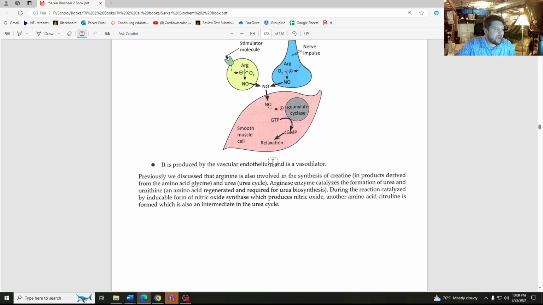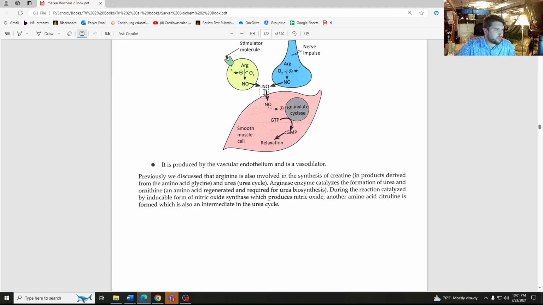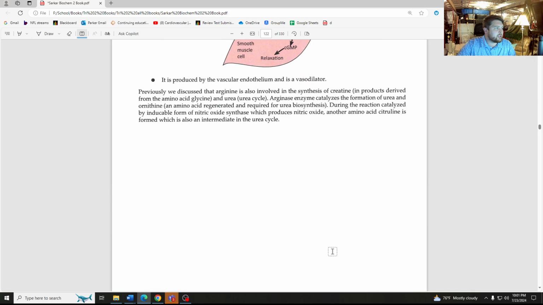This is just kind of tying it all together, talking about arginine. Within the formation of nitric oxide, arginase is the same enzyme that catalyzes the formation of urea and ornithine, which is part of that whole process that we looked at within the urea cycle. Just kind of showing the link.